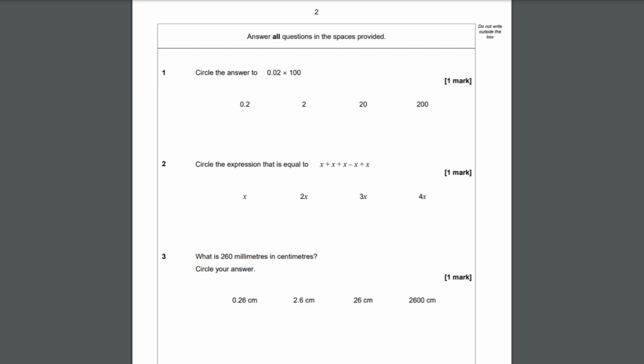Now, number 3 is 260 millimeters in centimeters. Now, if you have one of those 30 centimeter rulers, those are the standard size rulers, that will have 30 centimeter sections on it. And those little tiny dashes in between, that's a millimeter. So there's 10 millimeters to each centimeter.